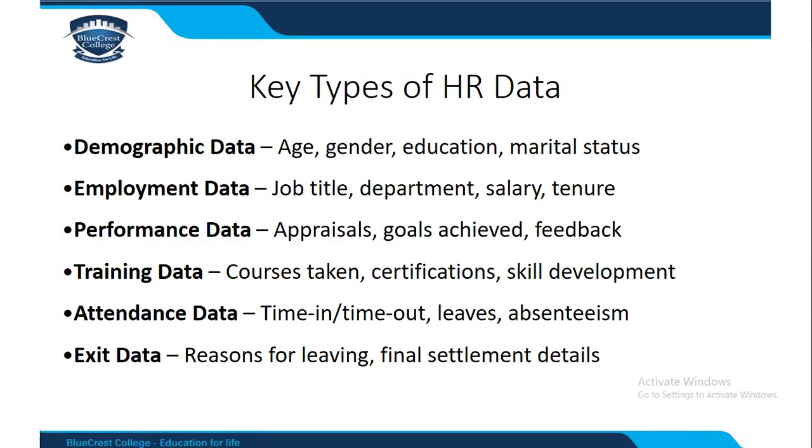So what then are the types of HR data that you are likely to be seeing? The first one, you have the demographic data. The demographic data refers to the data related to the age, the gender, the educational level of your employees, their marital status, the number of children they have, which part of the city they stay in. All of those information are part of the demographic data.